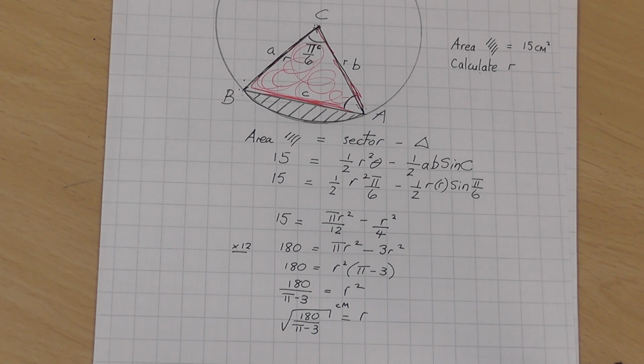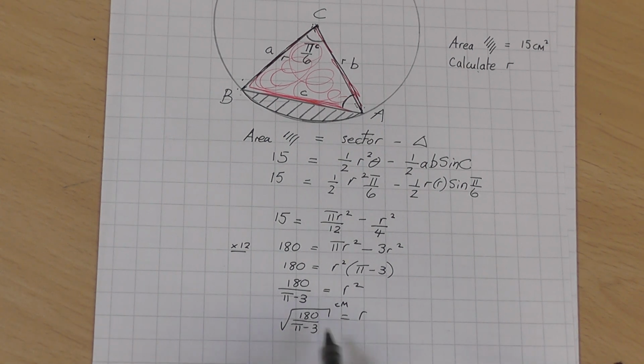In some questions at A level, they may ask you to find r, but more than that, they may say prove that r is, and then tell you that as the answer that you've got to prove. So they might say prove that r is square root of 180 over pi minus 3 centimetres, in which case you need to do it in that fashion. Other times they might just say find r to 2 decimal places. Well, if that's the case, what you'd have to do is work out what this is to 2dp.